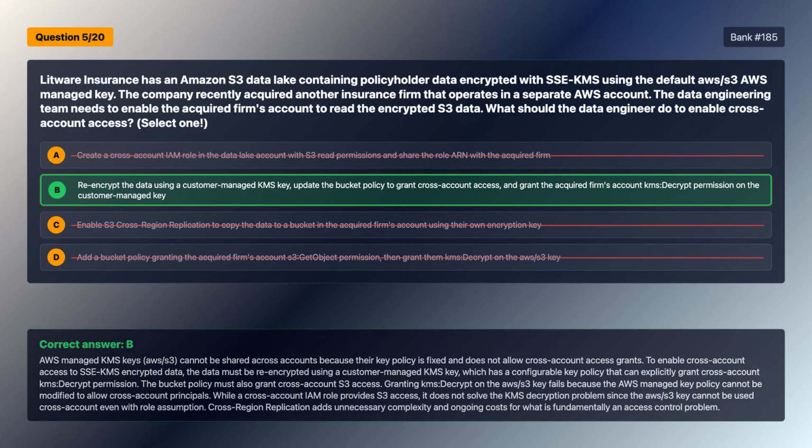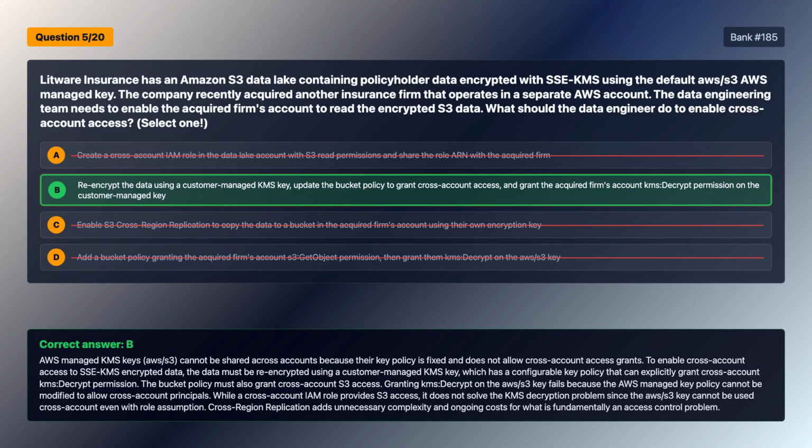The correct answer is option B. AWS managed KMS keys, aws/s3, cannot be shared across accounts because their key policy is fixed and does not allow cross-account access grants. To enable cross-account access to SSE-KMS encrypted data, the data must be re-encrypted using a customer-managed KMS key, which has a configurable key policy that can explicitly grant cross-account KMS decrypt permission. The bucket policy must also grant cross-account S3 access.